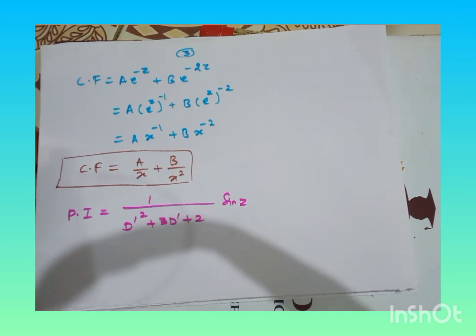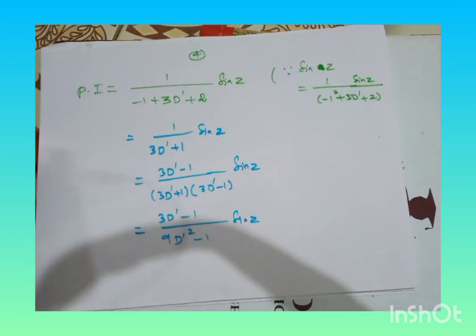Now go to the particular integral: 1 by D dash squared plus, sorry, 3D dash plus 2, sine z. I am going to apply the sine and cos rule. In this rule, for sine of az, each D dash squared is replaced by minus a squared, here minus 1 squared, so it means minus 1. So simplify: 1 by minus 1 plus 3D dash plus 2, sine z. Simplify: 1 by 3D dash plus 1, sine z.